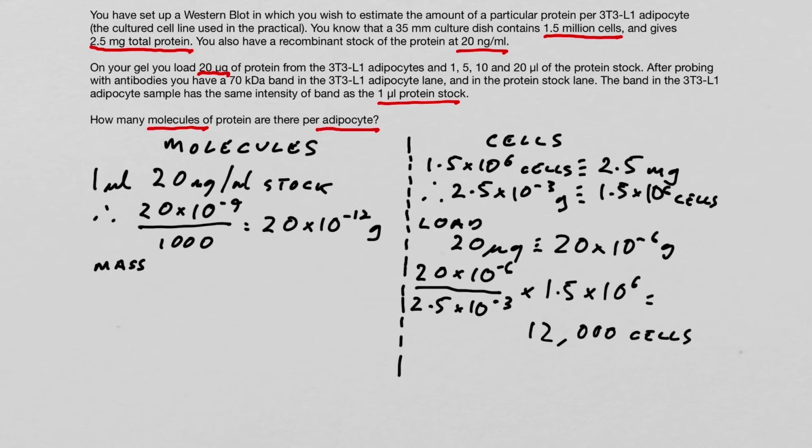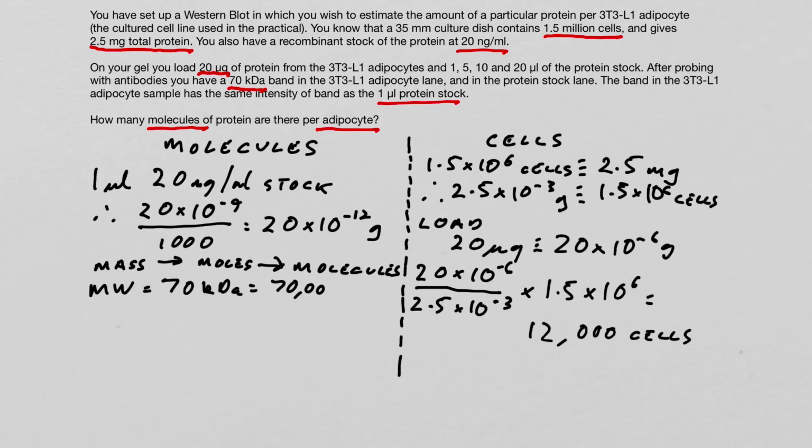Now, the relationship between mass and molecules is through moles. If we can calculate the number of moles of protein we've got present, we can then, using Avogadro's constant or number, calculate the number of molecules. Now from the text we know that the molecular weight of the protein is 70 kilodaltons, and that is the same as 70,000 grams per mole. So we have the molecular weight.